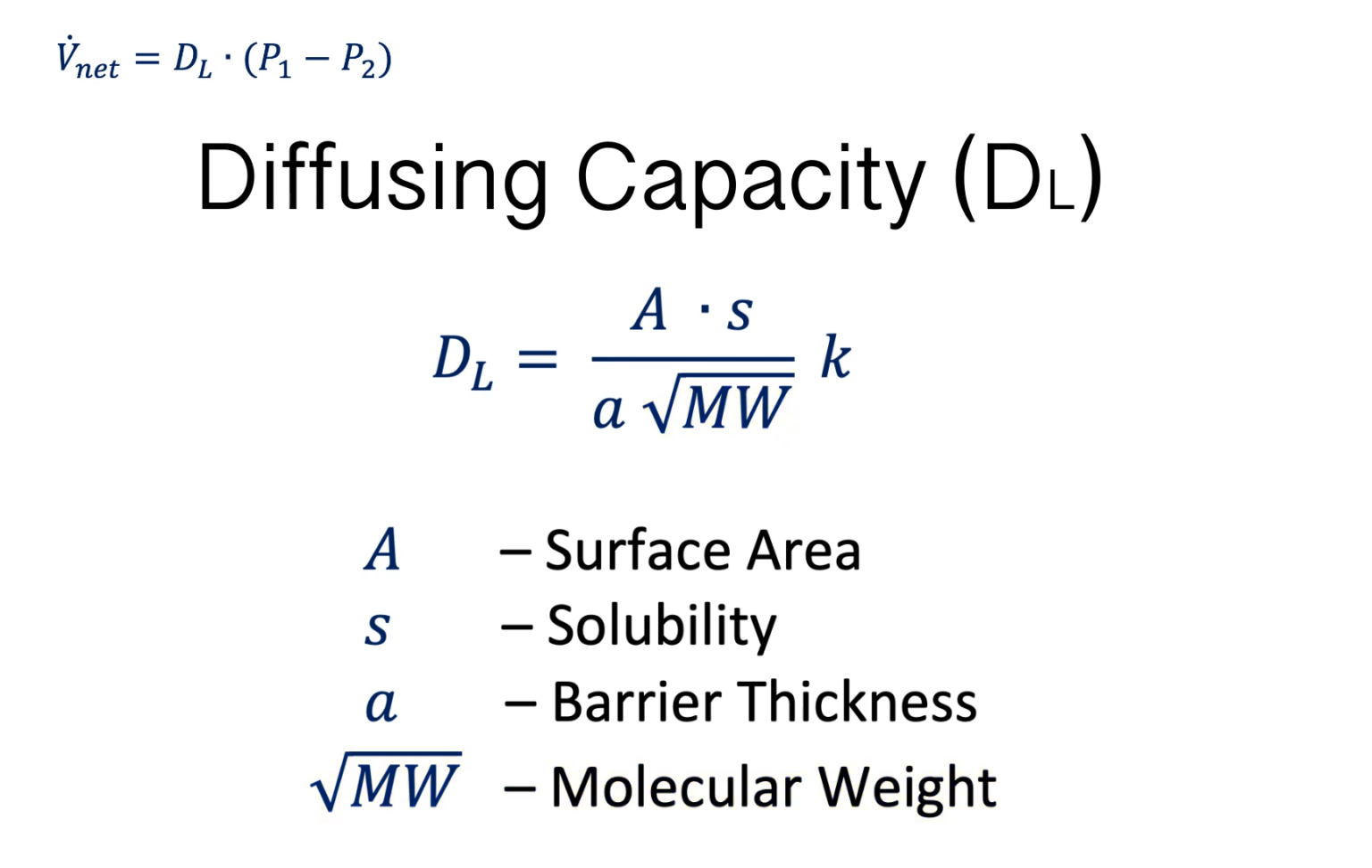The diffusing capacity is also determined by the proportionality constant K, which is the nature at which the gas interacts with the physical features of the diffusion barrier. This is not something we're going to spend time thinking about in this video. So we'll come back to these parameters in a bit.